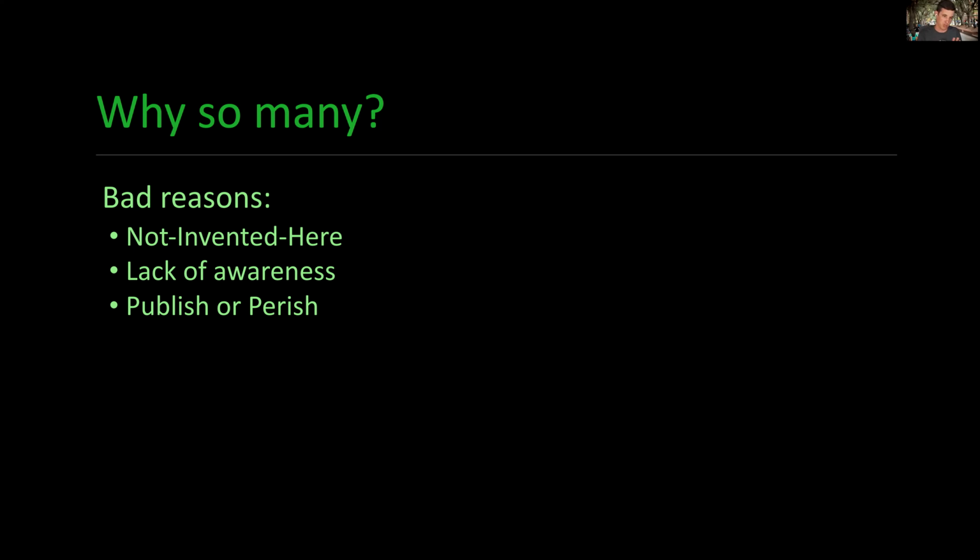And finally, publish or perish in academia is also partially to blame, where you're incentivized not to improve an existing thing, but to make your own new thing that's better in all these different ways. And so a lot of the research that comes out of academia tends to be focused more on new stuff.